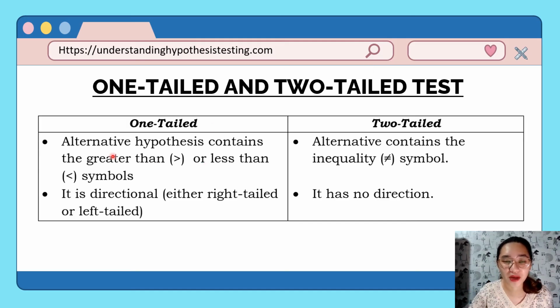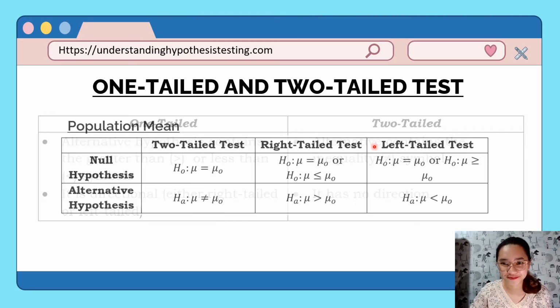And so, yan siya kapag yung alternative hypothesis natin contains yung symbol na greater than or yung less than symbols, so automatic, that is a one-tailed test. Kapag greater than po siya, ito ay right-tailed. Pero kapag less than, ito po ay left-tailed. At syempre, two-tailed, kapag ang alternative hypothesis mo contains yung inequality na symbol. So, wala kasi siyang direction. Okay?